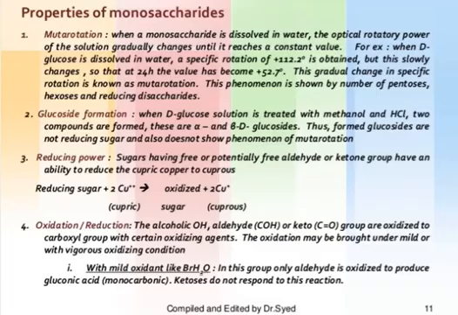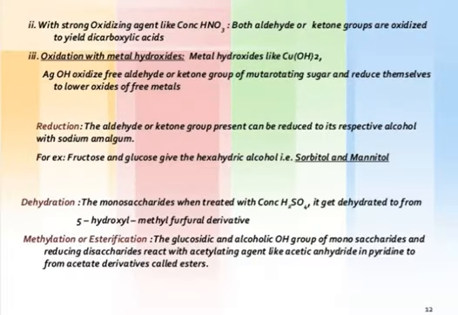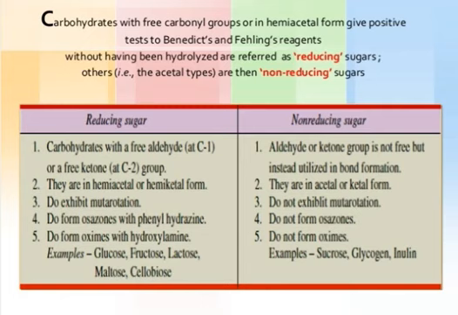Properties of monosaccharides. The properties of monosaccharides are mutarotation, glycoside formation, reducing power, oxidation, reduction, dehydration, methylation or esterification. The properties we will study later. Carbohydrates with a free carbonyl group in hemiacetal form give a positive test to Benedict's and Fehling's. These are reducing sugars and non-reducing sugars.